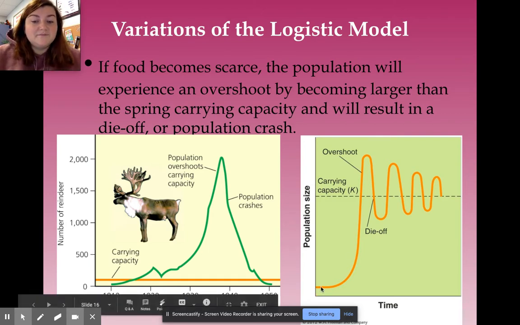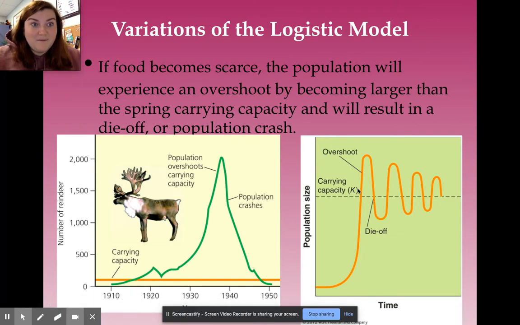So we are exponentially reproducing. Everything is great. We're having lots of children. And then suddenly it's like, oh, we just went way past carrying capacity. So now in order for balance to happen within that ecosystem, there is going to be a die-off or a population crash. This is when a large portion of that population dies off. And now we're back down here below carrying capacity.